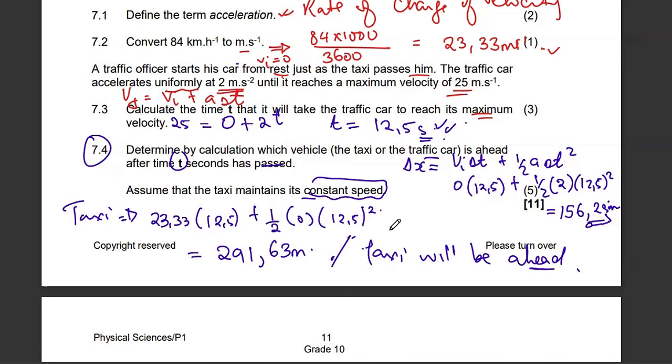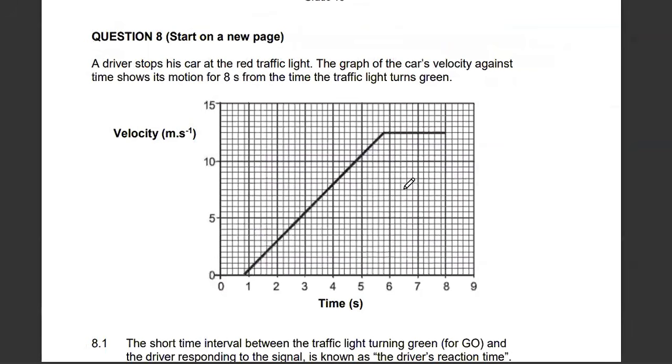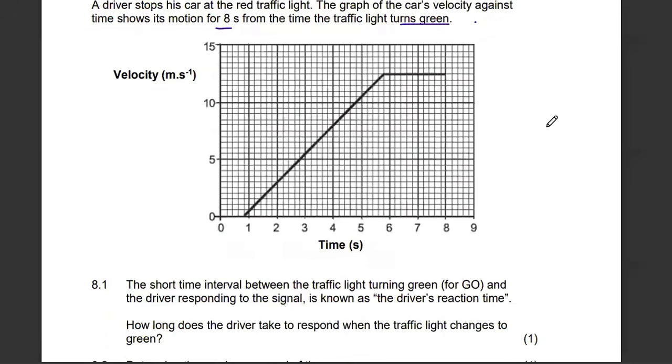that much. Okay. Question number 8. A driver stops his car at the red traffic light. The graph of the car's velocity against the time shows its motion for 8 seconds from the time the traffic light turns green. Okay, so there is our graph, and that's our information. Okay, they're telling us that the short time interval between the traffic light turning green for go and the driver responding to the signal is known as the driver's reaction time.